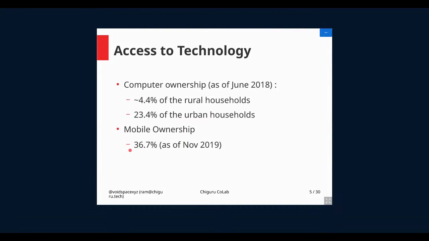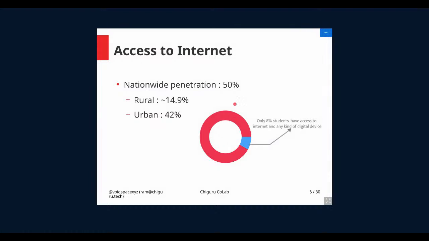And in terms of mobile ownership, I'm not talking about non-smartphones. I'm specifically talking about smartphones. That's about 36%. These are all again as of 2019. Now, if you analyze this in the context of education and access to digital devices, amongst the 50% nationwide internet penetration that we have, the urban is having about 42% of it, whereas the rural is only having about 15% approximately. And even in that, only 8% of the students in our country actually have access to internet and digital devices. So it's only 8% of the population that's actually getting benefited in the whole idea of digital education, digital classrooms, digital this, digital that. It's only 8% of the students, which is hardly any kind of education that we can expect out of it.